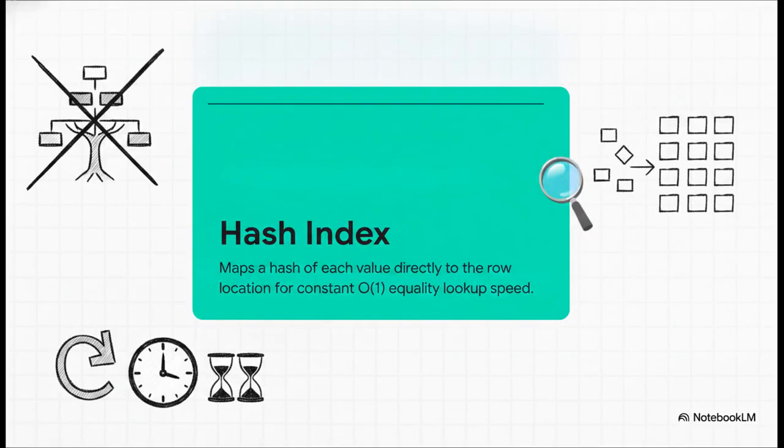Okay, so how do we solve that first limitation, pure equality lookups, where we need absolute maximum speed? Enter the hash index. Instead of traversing down a layered tree structure like a B-tree, a hash index takes your indexed value, calculates a mathematical hash of it, and maps that directly to the exact row location on disk. Because it uses a hash table under the hood, your lookup speed is big O of 1, constant time. That means it literally doesn't matter if your table has 1,000 rows or 1,000,000,000 rows, it takes the exact same microsecond to find your data.